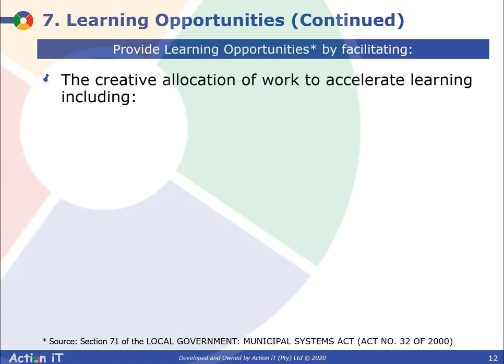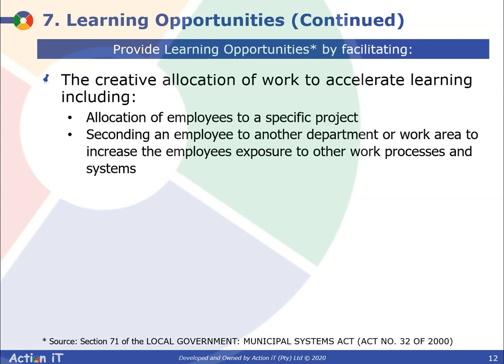Another way in which learning opportunity can be created is by finding creative ways to allocate work to employees to accelerate learning. The most effective ways of achieving this is to allocate employees to a specific project, second employees to another department so that he or she can get exposure to the required work process and skills, or increase the responsibilities of an employee. In this way, an expectation is created of the required learning.